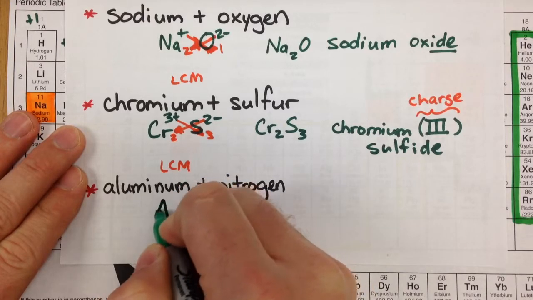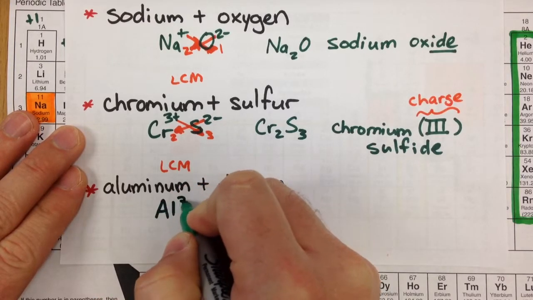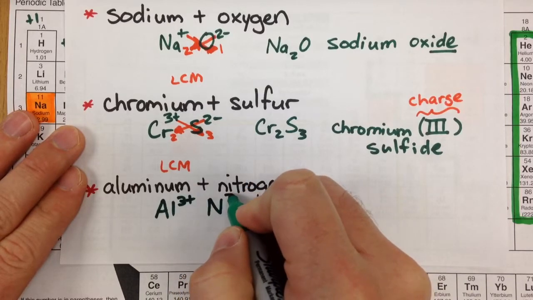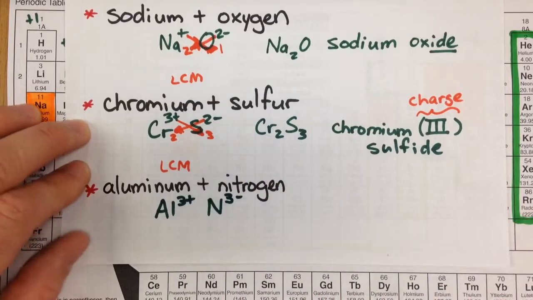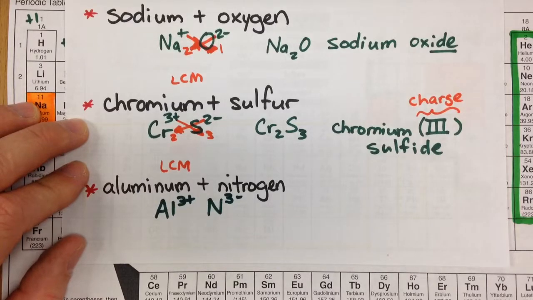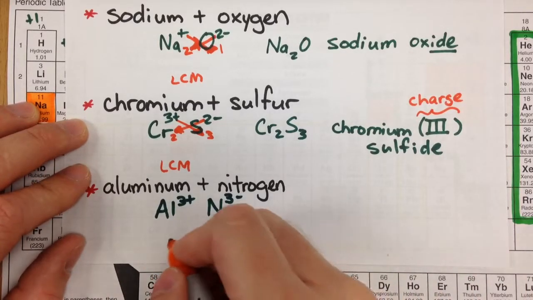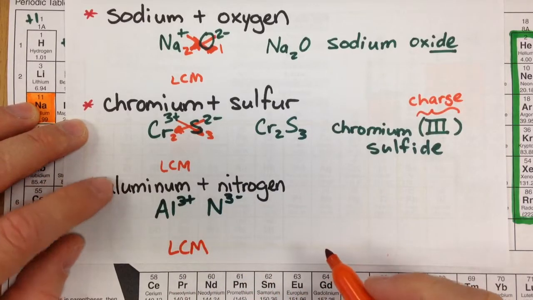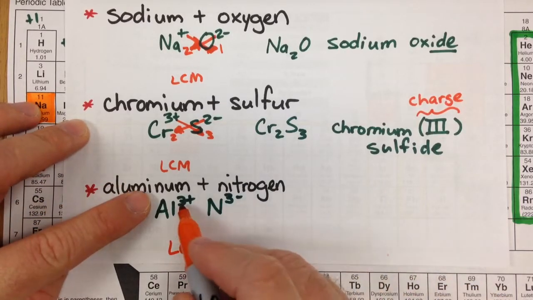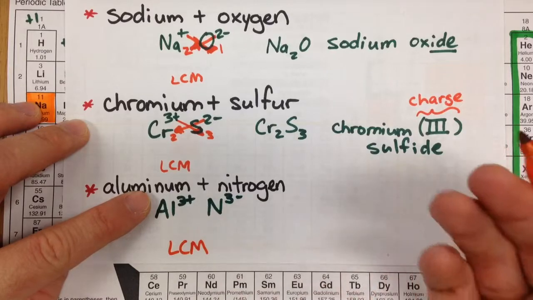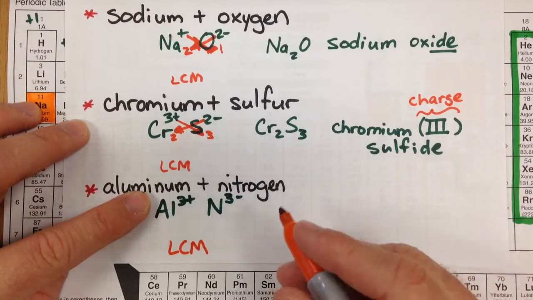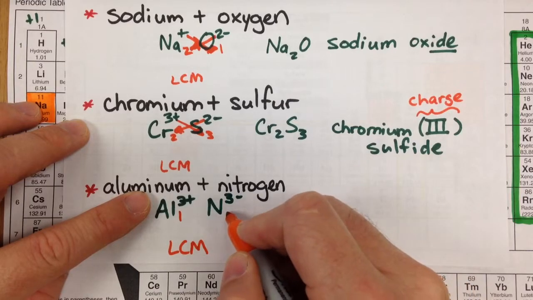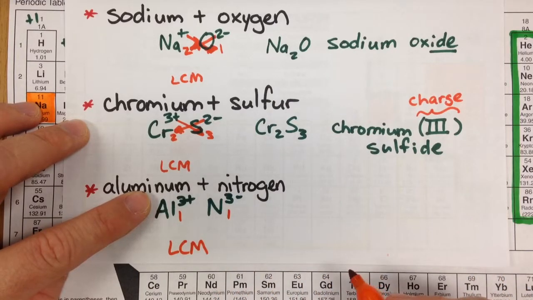Aluminum, again, forming that +3 charge. Nitrogen, forming that -3 charge. To write a formula, we can use the least common multiple method, the LCM, least common multiple. And the least common multiple between 3 and 3 is 3, of course, where 3 times 1 gives you 3 and 3 times 1 gives you 3.